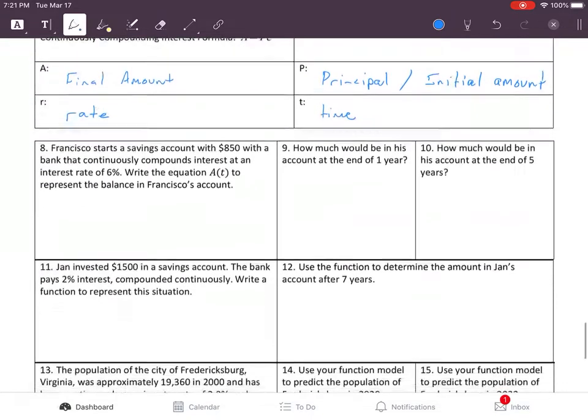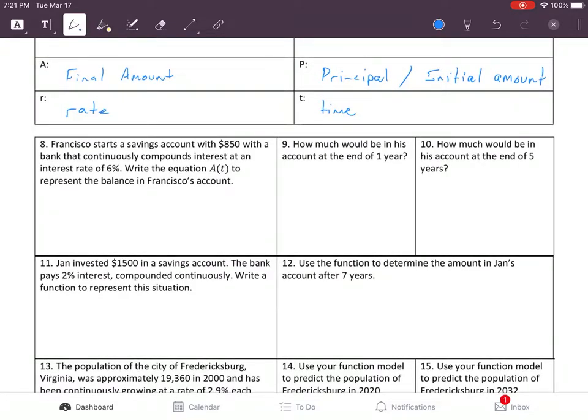So when we're reading these, to tell the difference, you're looking for a specific wording. So we're going to highlight it. It's continuously compounding. That continuously tells you it's going to be the E one versus the first one we used. Okay. So we have A is equal to, I'm going to put A of T. There we go. Equals your initial amount of 850.